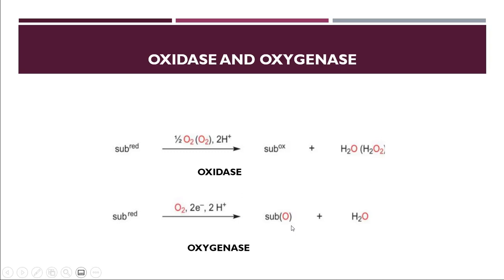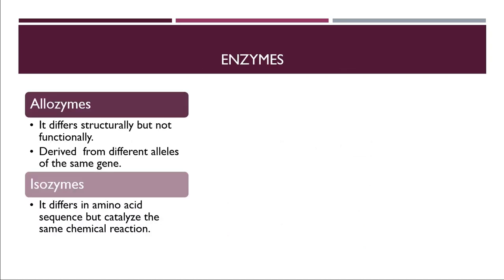Now how will you remember it, right? Just focus on the word genase. Genase gives you the idea of the word genes. So it means something is being incorporated here, right, in genes. So that's giving you the reference that the oxygen molecule is going to get incorporated in the substance. Cool, right? Okay, next is allozymes and isozymes.